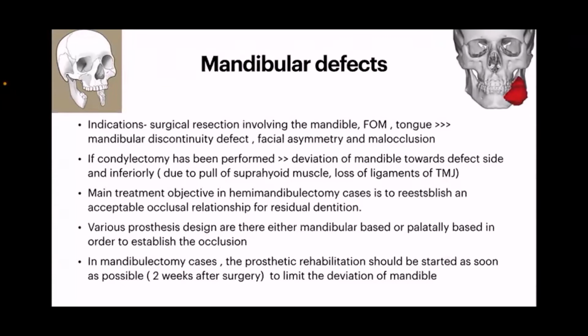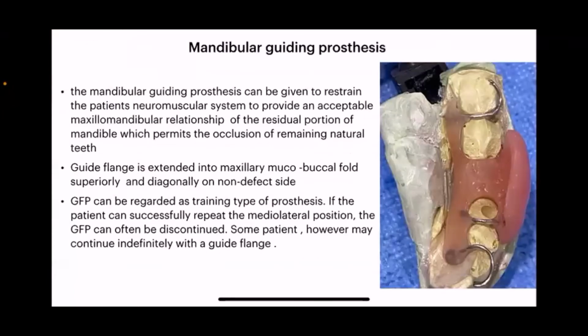Main treatment objective in hemimandibulectomy cases is to re-establish an acceptable occlusal relationship for residual dentition. Various prosthesis designs are there, either mandibular based or palatal based, in order to establish the occlusion. In mandibulectomy cases, the prosthetic rehabilitation should be started as soon as possible, 2 weeks after surgery, to limit the deviation of mandible. Because once the wound heals and the contraction happens, it is very difficult to pull back the mandible to the normal centric position.